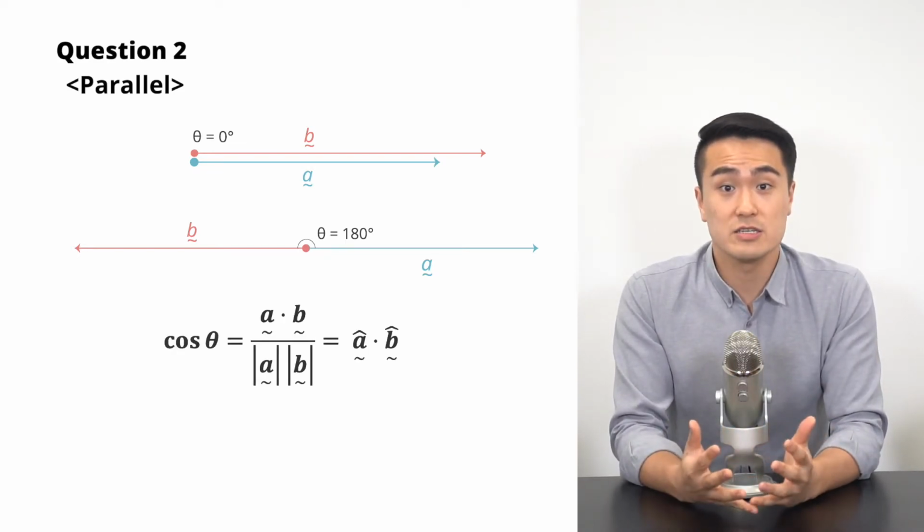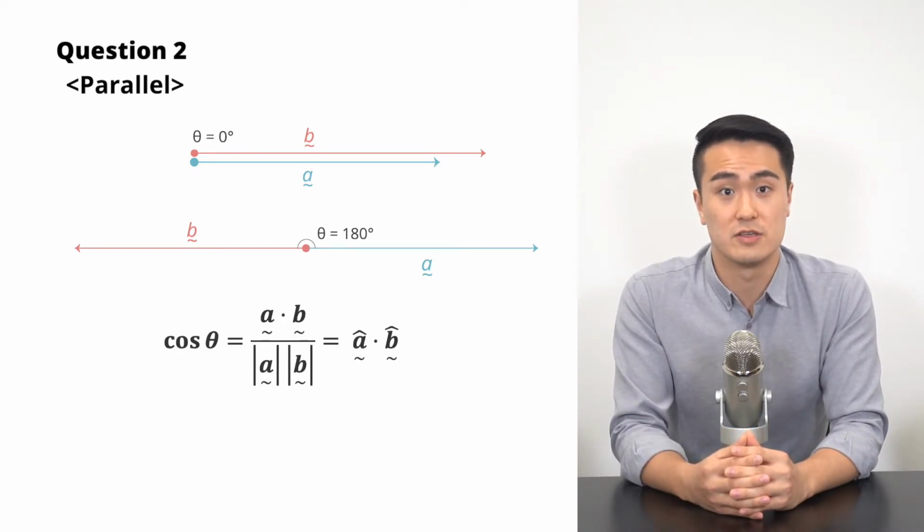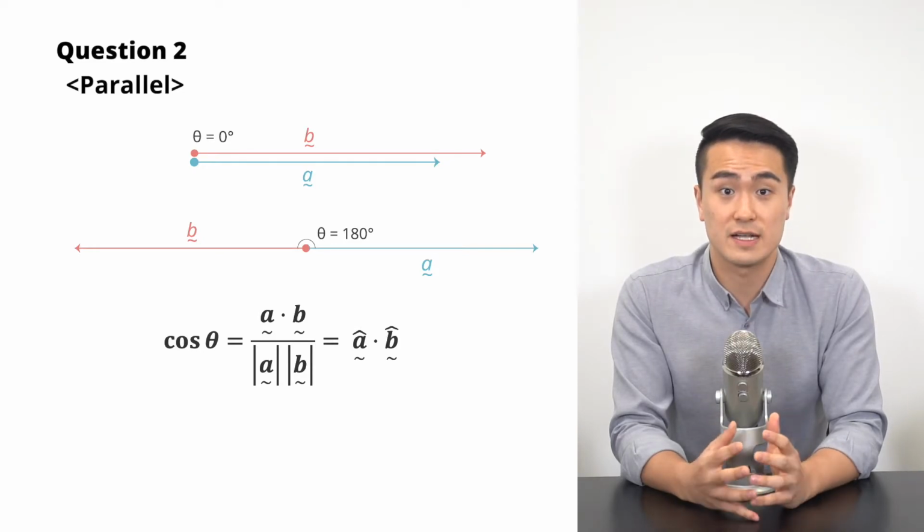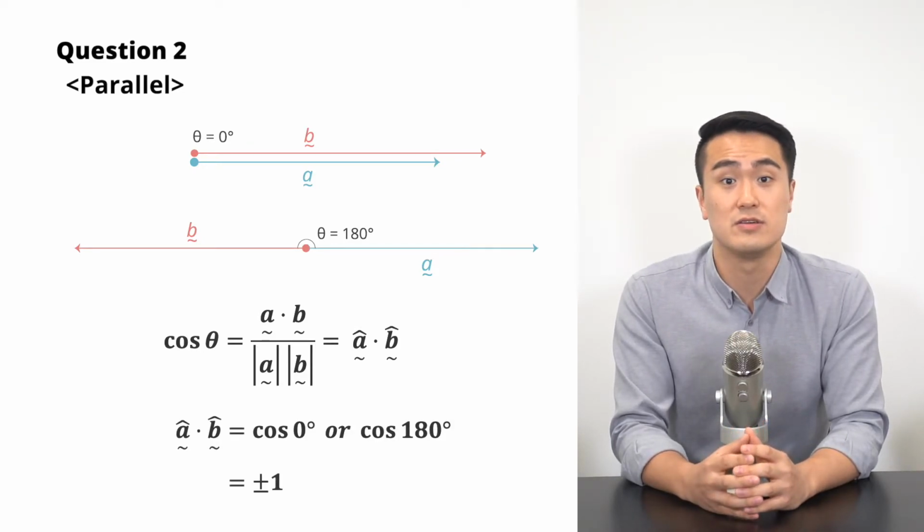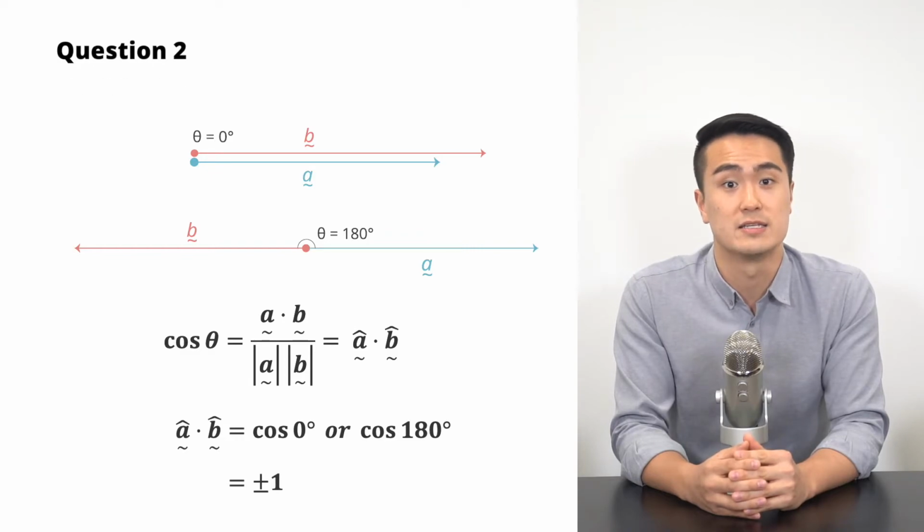Recall that the direction cosine is equal to the dot product of the unit vectors. So if the vectors are parallel, then the dot product of the unit vectors is equal to plus or minus 1. Motion can be defined as movement of an object with respect to time.